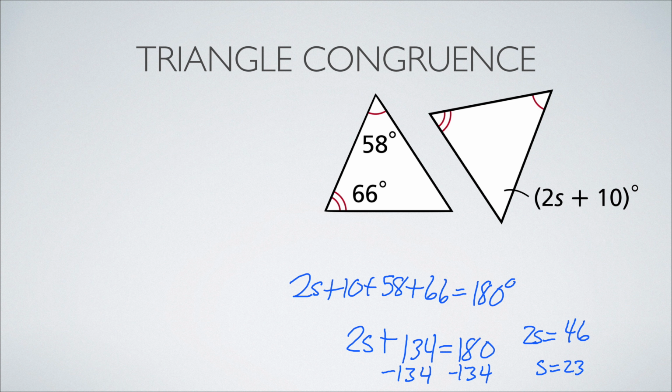Just to confirm it, let's see. This should end up being 100. This should be 56 if I put it in together, and sure enough, that's what it is. So there we go. And that's how we would solve this problem using triangle congruence.